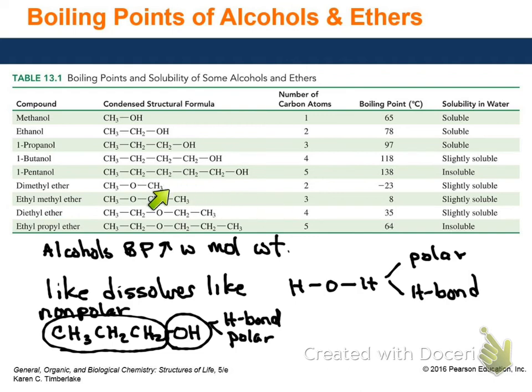If you look at ethers, you kind of see the same thing, but ethers are relatively nonpolar because of their shape. They're polar, but relatively nonpolar because of their shape, okay? And they start out being slightly soluble in water. When the carbon chain gets larger, it becomes insoluble. Okay?